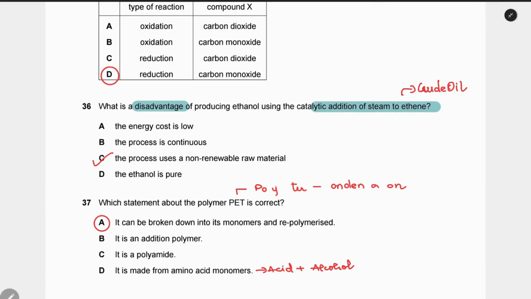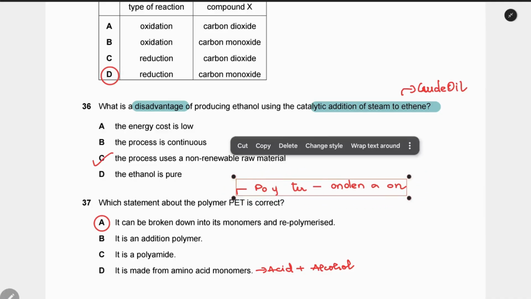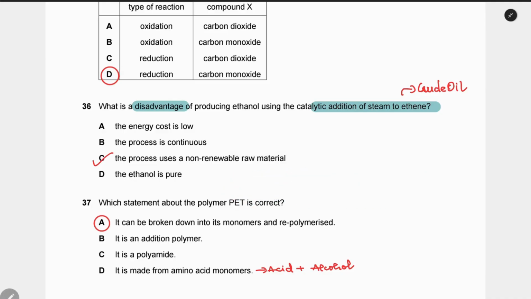Which statement about the polymer PET is correct? Now over here we must know that this is a polyester and this undergoes condensation. So over here, it can be broken down into its monomer and repolymerized, which is correct. It is an addition polymer? As I mentioned, it's a condensation polymer. It's a polyamide? No, it's a polyester. It is made from amino acid monomers? No, it is made from acid and alcohol.